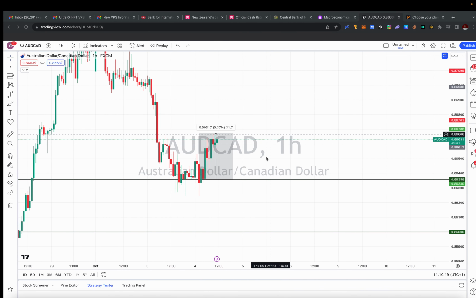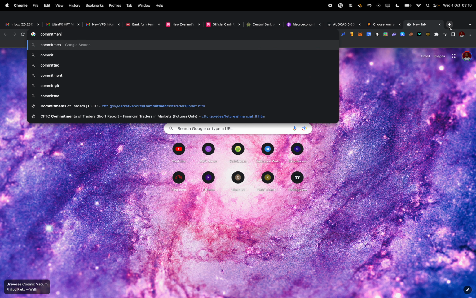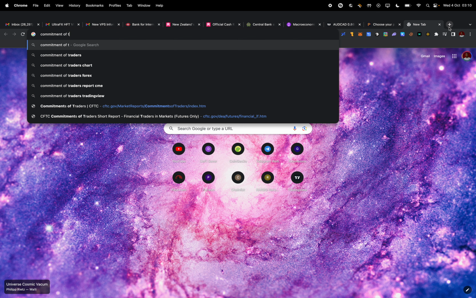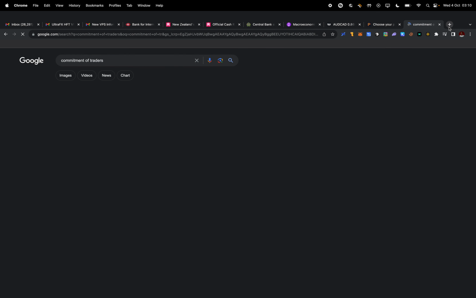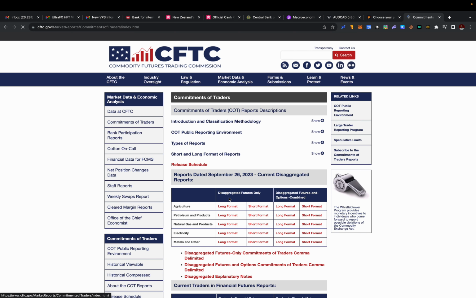You can also check online for commitment of traders. It's everywhere online. Commitment of traders, you see it on these websites. We have the CFTC website. You see it today, but it's usually raw. The data is usually raw, and you may not be able to interpret it. All right, you can see this is it.